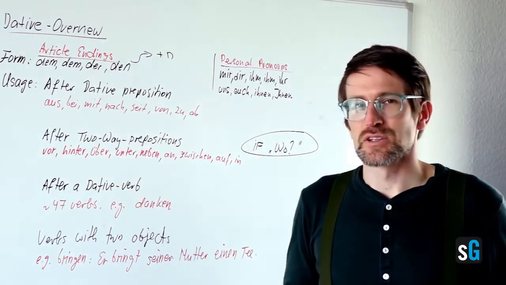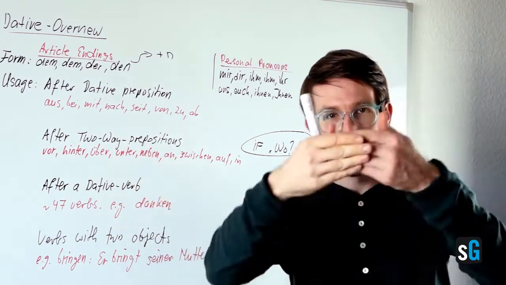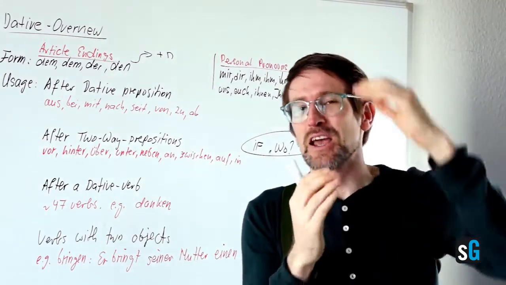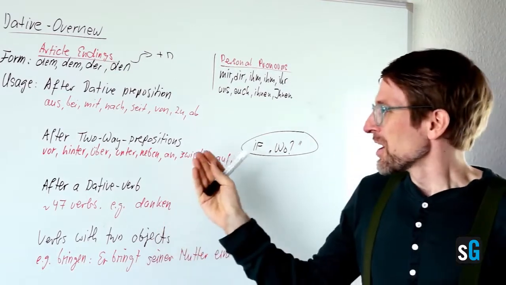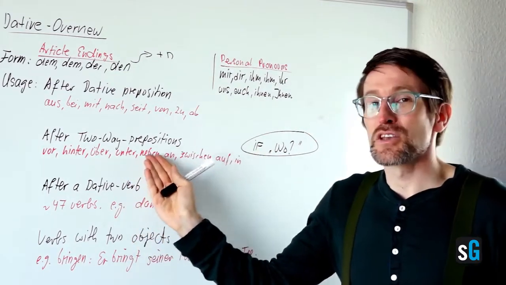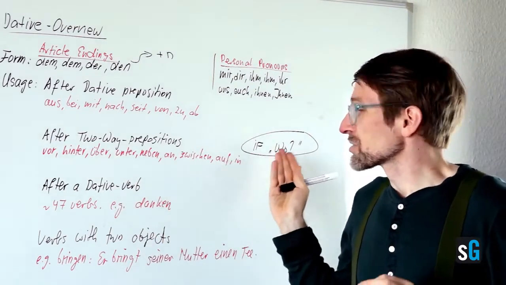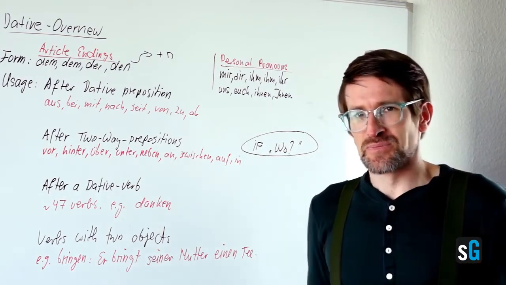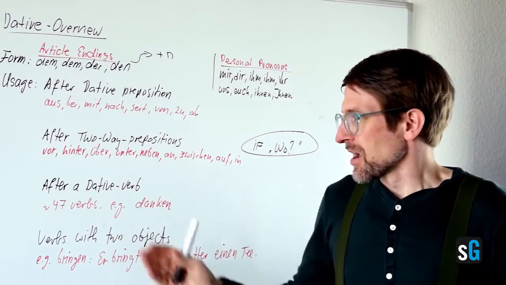The second possibility is you have a two-way preposition. Two-way prepositions are here, vor und hinter, über, unter, nebenan, zwischen, auf und in. You will learn these in a special video as well. But the specialty here is you use the dative with these only, and really only when the question is wo, where, which is very static. We cover these extra as well.